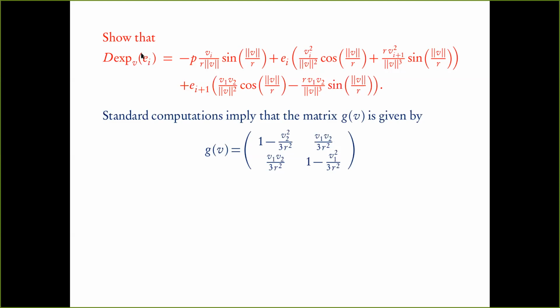So once you have this, it's a matter of just computing, and the fact that E1 dot E2 is 0, E2 dot E2 is 1, E1 dot P is 0, E2 dot P is 0, P dot E2 is 0, and so on. So P, E1, E2 form an orthonormal basis. So the computation is easier, but you have to know what this thing looks like. So standard computation will show you that the matrix G at the point V looks like this, where V is of the form V1, V2. So is this all right so far?